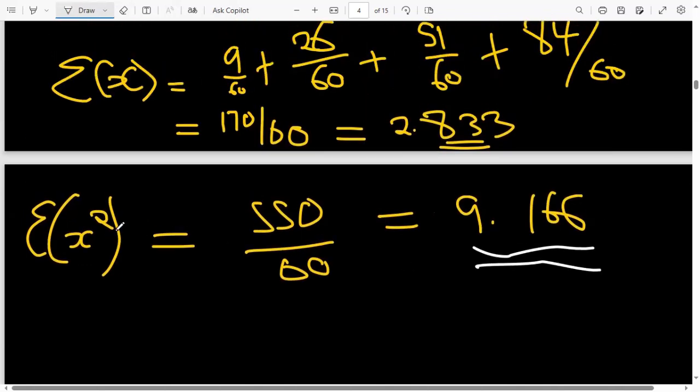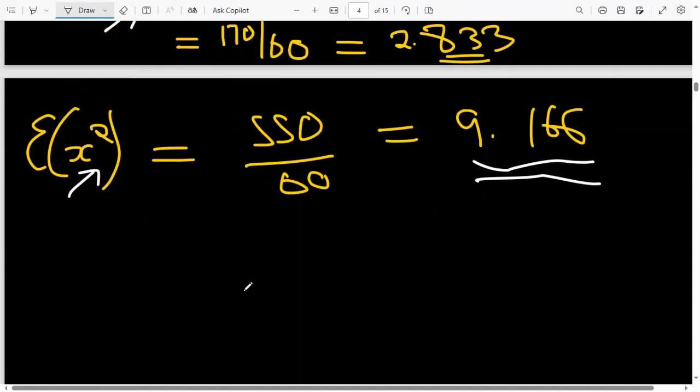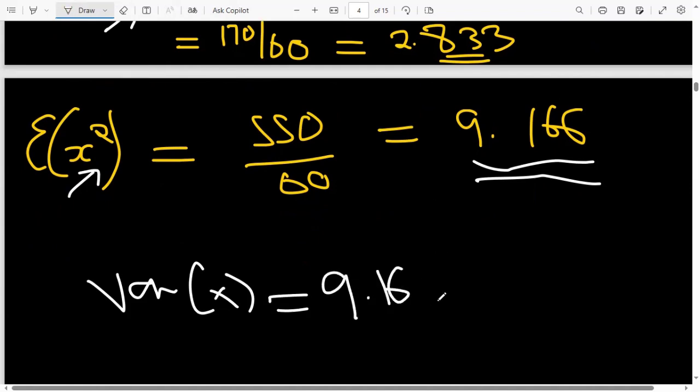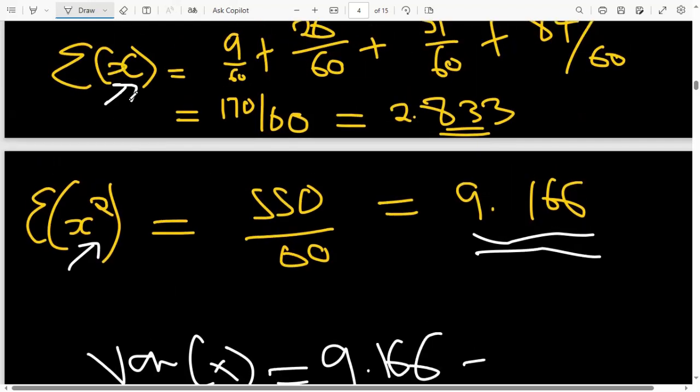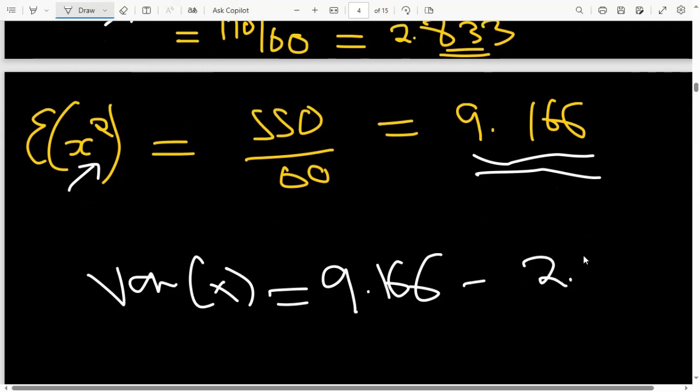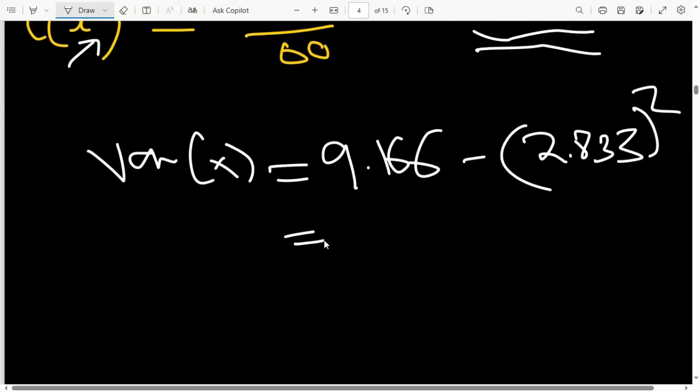So now we have the expected value for X squared and the expected value for X. So we have the two things that we need in order to find the variance. So we're going to say the variance of X is equal to the expected value of X squared, which is 9.166, minus the expected value of X, which is this guy, and then we square it. So we're going to write 2.833 squared. Okay, and then we just have to subtract this.